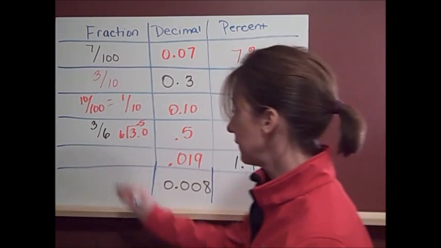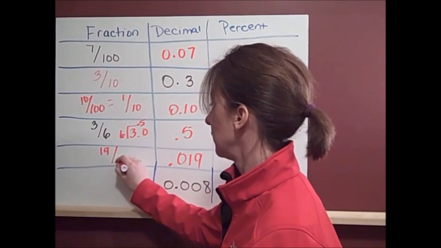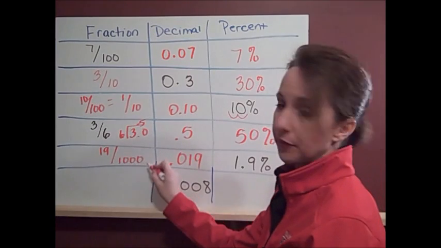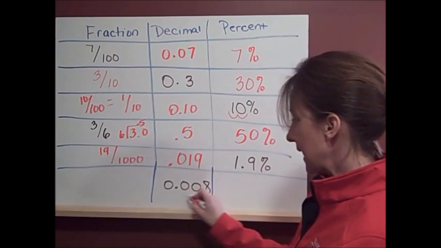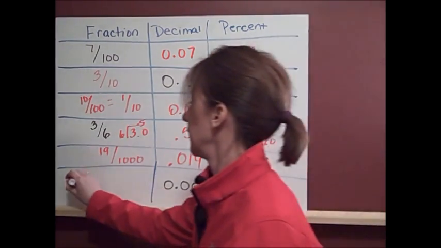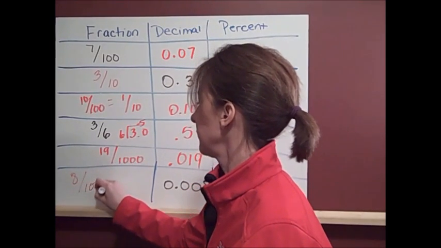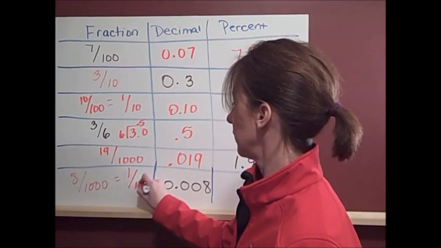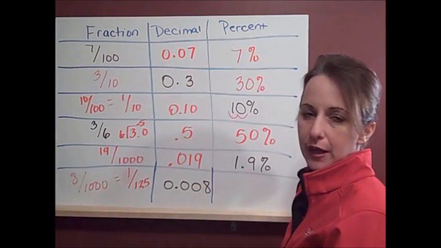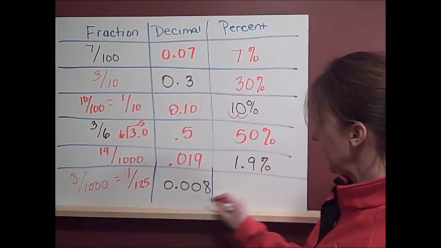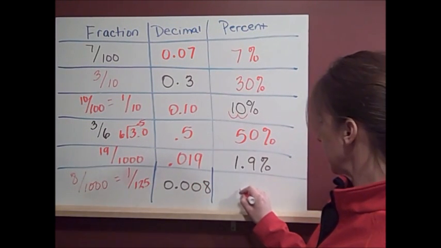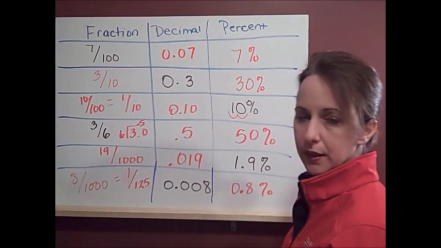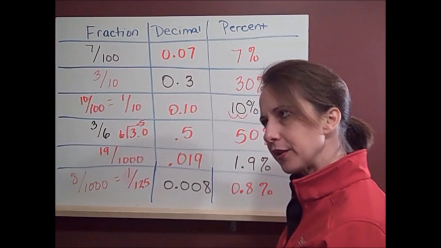19 thousandths. 3 digits in the decimal, 3 zeros in the fraction. 8 thousandths, simplified to 1/125. And then to the right, 0.8%. To the right, to the left.